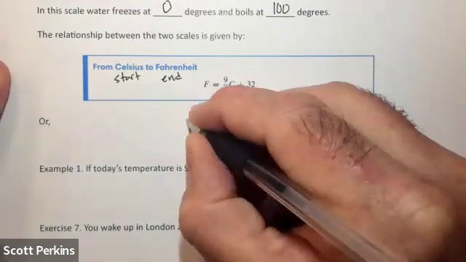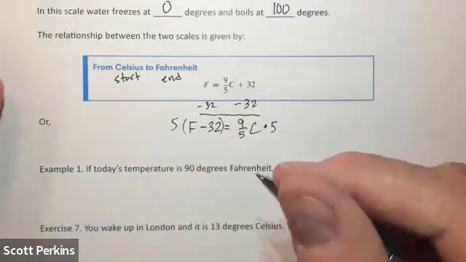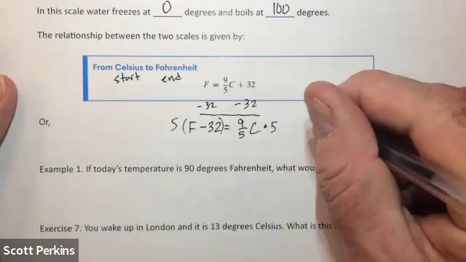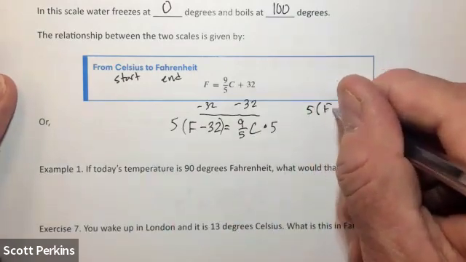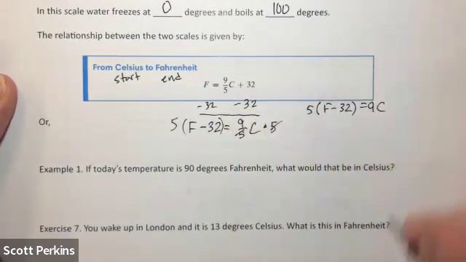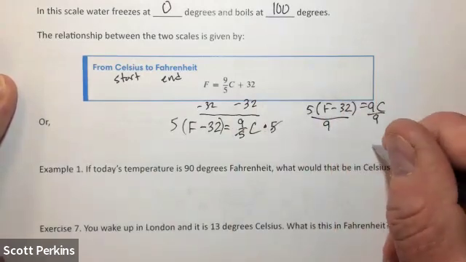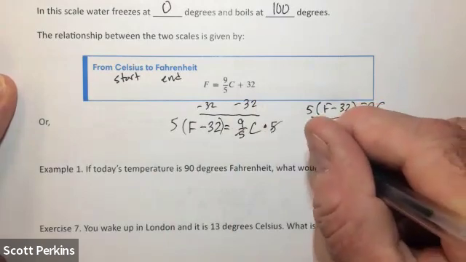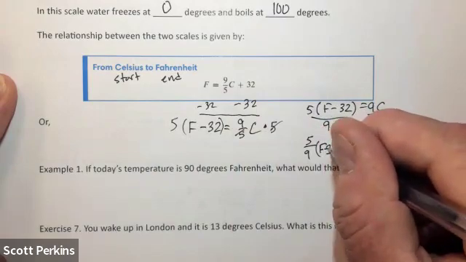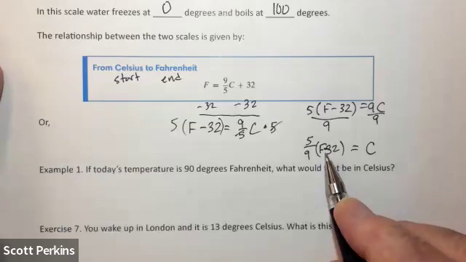Okay, so I'm going to multiply both sides of this by 5. And I'm going to move over here because I did not allot myself enough space. Sorry about that. So I have 5 times the Fahrenheit minus 32 is equal to 9 times the Celsius. And I can now divide both sides by 9. And I can have the Celsius is equal to 5/9 and then parentheses F minus 32. There's my minus sign. I'm sorry for my poor writing.